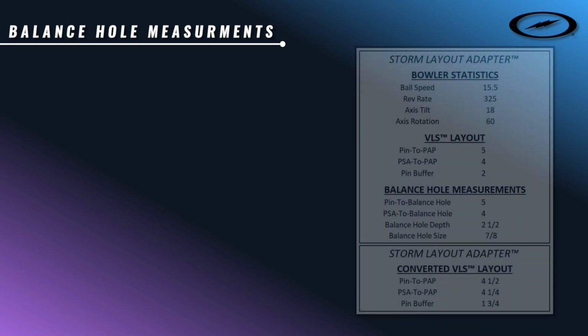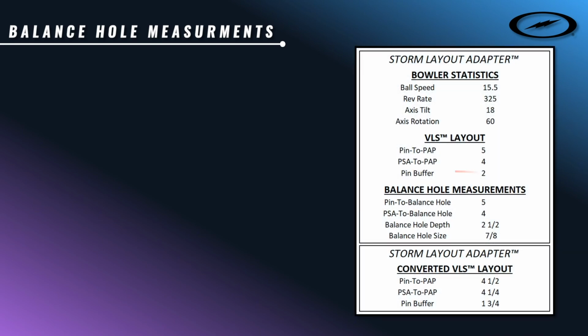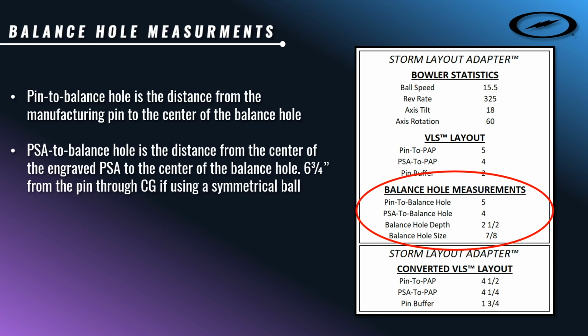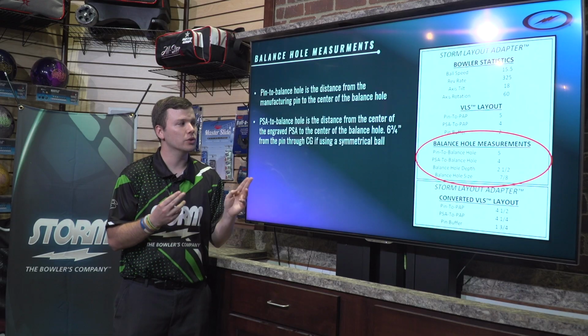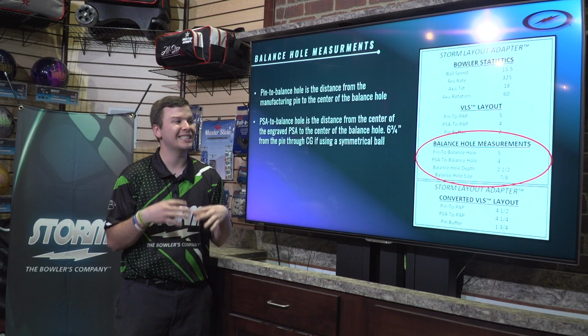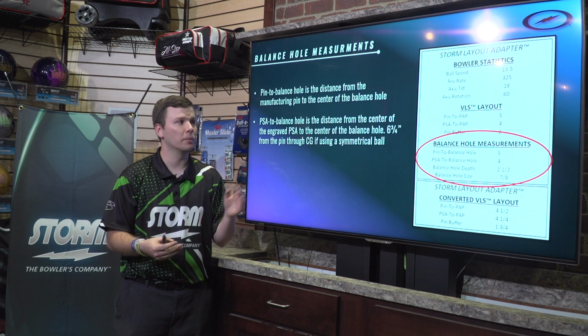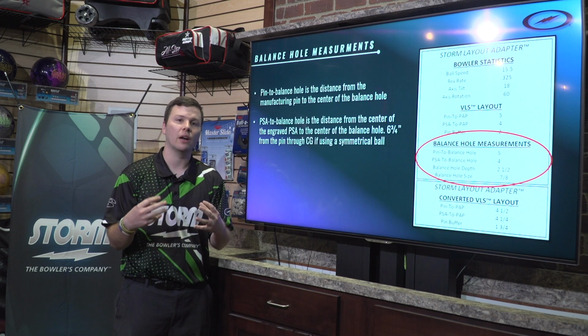Next up, balance hole measurements. This is going to be kind of a review now from what we just did on the previous slides. So pin to balance hole, that's going to be the distance from the manufacturing pin to the center of the balance hole. We can see that that's giving us part of the equation of the location of the hole. When we add that to the PSA to balance hole distance, that's going to be the center of the engraved PSA to the center of the balance hole. Both of those measurements combined give us the exact location of that particular balance hole. So that's telling the Storm Layout Adapter where that hole is and how that's going to affect it.